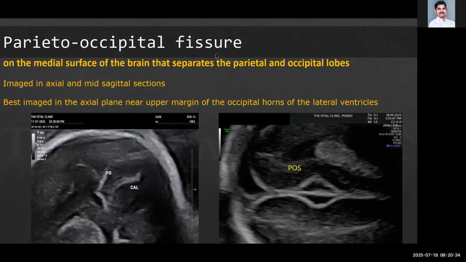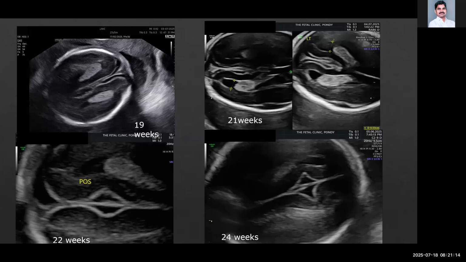So parieto-occipital fissure. Parieto-occipital fissure is seen on the medial surface of the brain, and it separates the parietal and the occipital lobes. It is imaged in axial and mid-sagittal sections. So this is the mid-sagittal section showing the parieto-occipital sulcus. This is the calcarine sulcus. So this is the axial plane showing the parieto-occipital sulcus. So the axial plane shows the parieto-occipital better than the sagittal plane. In axial plane, parieto-occipital sulcus can be seen near the upper margin of the occipital horns of the lateral ventricles.